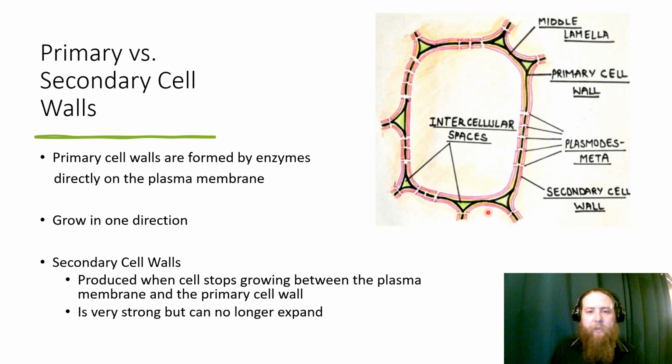And it is very strong, and once these guys solidify and are rigid, it can no longer expand. The reason these cell walls and secondary cell walls are really important in the Pacific Northwest here is they allow trees and other plants to be rigid and to stand up really tall.